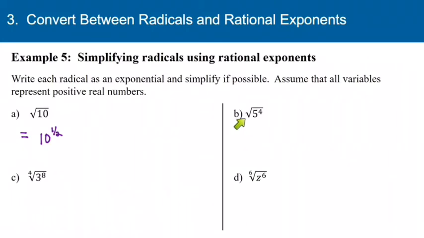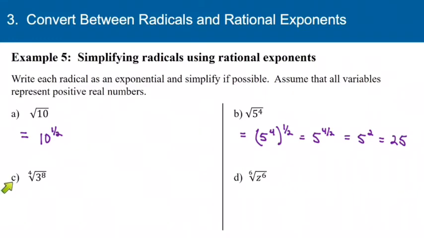Now in part B, we have the square root of 5 to the 4th. If we write this in an exponent form, we know that this means 5 to the 4th is being raised to the 1/2 power, and we know that 4 times 1/2 is 2. So 4 times 1/2 is 4 over 2, which reduces to 2. So this is 5 to the 2nd power, which is 25.